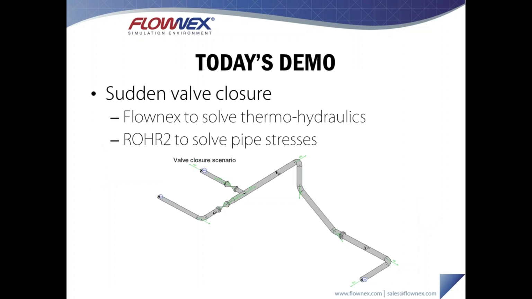Alright, so moving on to today's demo. Today what I'd like to demonstrate is a pipe stress analysis for a sudden valve closure. So the network that you can see over there is just a screenshot of what you would see inside of RAW2. We have a simple pipeline, a couple of branches, and some elevation changes with some bends and flanges. And what we'll be doing is simulating the thermohydraulics in Flownex and solving for the pipe stresses inside of RAW2.